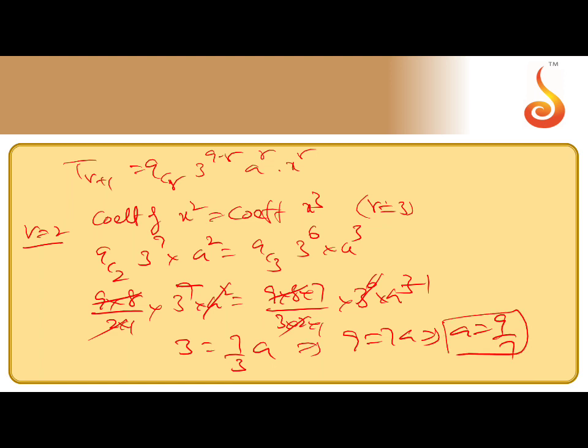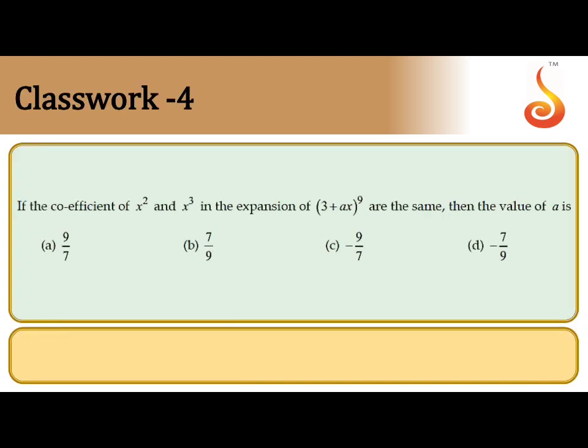So I hope this is clear. 9 into 8 cancel, 1 2 cancel. So here 3 power 7, 3 power 6: 3 power 6 cancels, 3 power 1 left. Here same thing, a square, a cube, a power 1 left. You can get the answer. I hope this is clear. So fast calculation is required, and question identification is also important. So check the answer. The answer is A, 9 by 7.